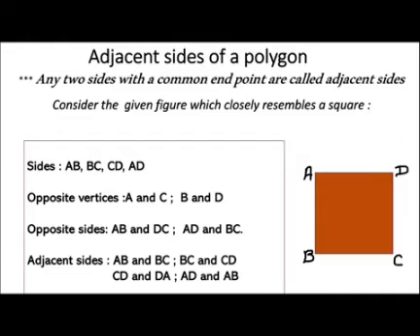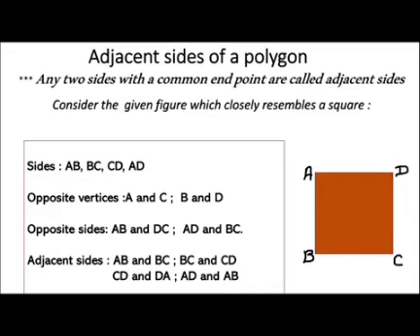Now, what are the opposite vertices, children? Do you all agree that A and C are opposite vertices? A is a vertex, C is a vertex. They are opposite to each other. They are facing. Is it not? They are not next to each other. They are opposite to each other. Likewise, B and D are opposite vertices. Do you agree? Okay.